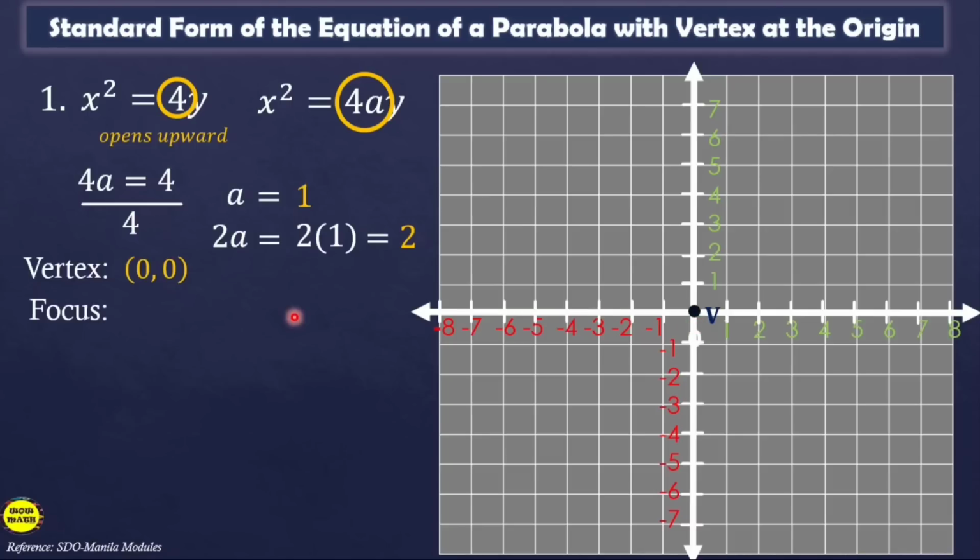Yung focus natin, since yung focal distance natin is 1, siya yung magsasabi, class, kung saan yung focus natin mula sa vertex. Since yung graph natin is opens upward, so dito yung focus nito. Kapag opens upward, yung focus niya nasa taas ni vertex, hindi sa baba. Again, kapag yung parabola natin opens upward, yung focus natin nasa taas ni vertex. So, magmumove tayo ng 1 unit pataas para makuha natin yung focus. So, that is (0, 1).